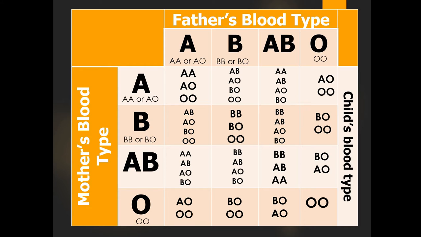Okay, so if mom was an A, and the supposed dad was an AB, and the kid was an O, there's not a choice here that's an OO. So this dad cannot have a kid that's an OO. It's not a possibility.